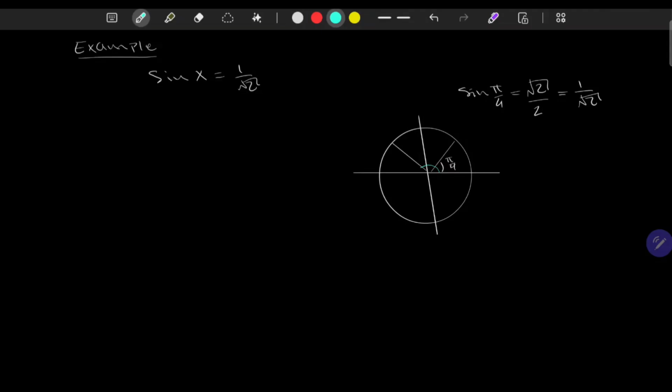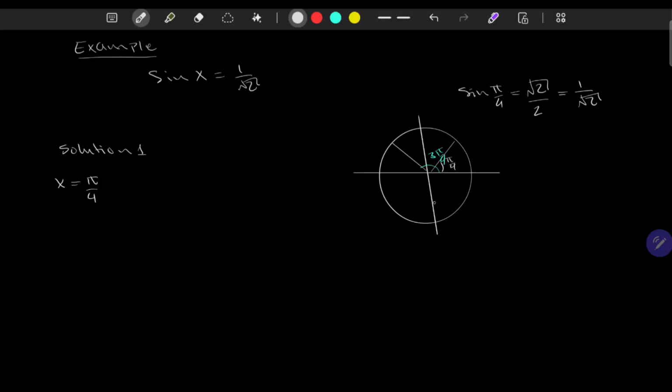Let's have an example. Sine of x is equal to 1 over square root of 2. From the unit circle, we can see that the angle could be pi over 4 or 3 pi over 4. So let's start with solution 1. So x is equal to pi over 4. But we also said that if we go around the unit circle 2 pi radians, a whole circle, we would come back to the same point. If we go around one turn, we would come back to the same point. If we go around 2 turns, we would still come back to the same point.